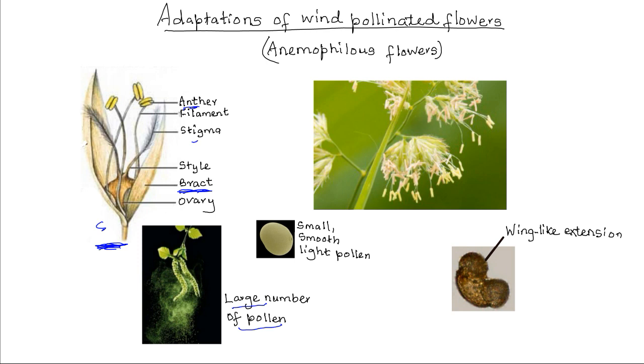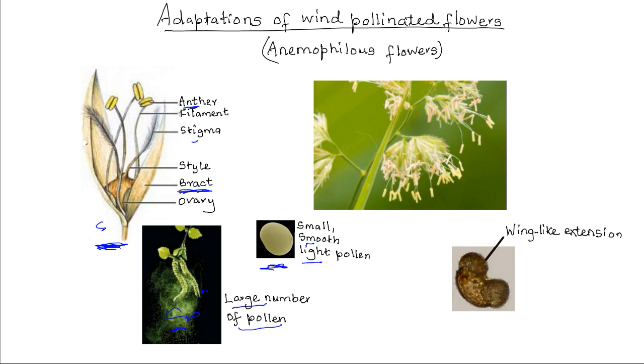So all these are pollen grains produced in large numbers by this flower. Another feature is that the pollen grains produced are small and light in weight, and usually they have a smooth outline for easy flotation and movement by the wind. So they're small, smooth in outline, and light in weight so that they can be easily carried away by the wind.